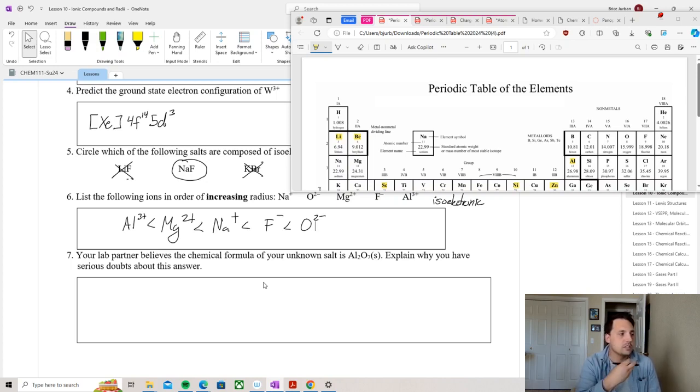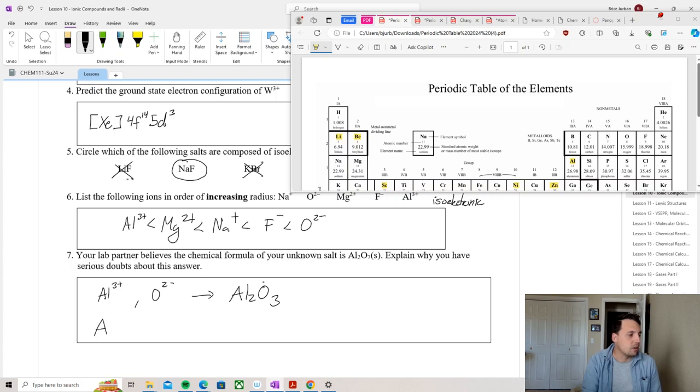Well, first off, what is the typical charge for aluminum? It's typically 3 plus, and oxygen is typically 2 minus. So we would expect that a chemical compound formed from aluminum and oxygen would form Al2O3. That is one way to explain this.